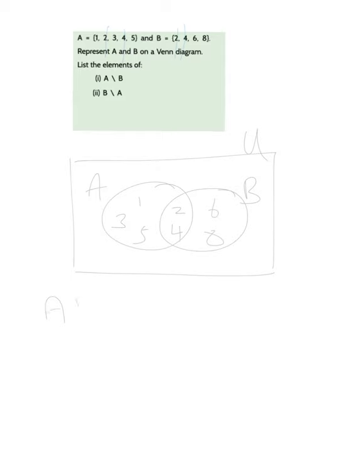So then A less B and B less A is what they want us to find. A less B is the part of A without B. So that would give me 1, 3, and 5. And B less A is the part of B without A, which is 6 and 8. We're just writing that, 6 and 8.